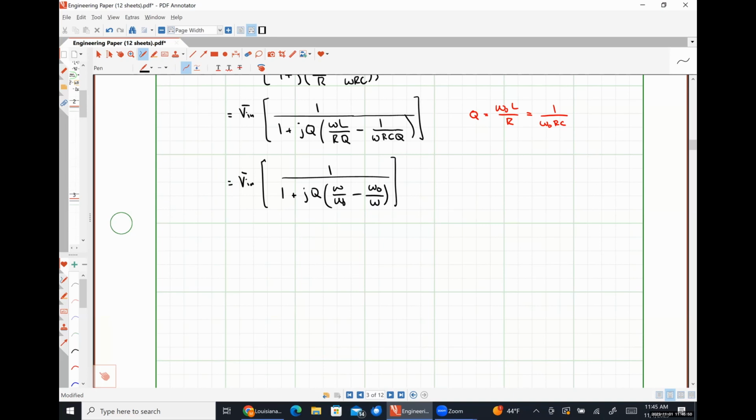From this, our transfer function, H of j omega, which is just the ratio of V out to V in, can be expressed as 1 over 1 plus jQ times omega over omega naught minus omega naught over omega. So we now have a transfer function for a circuit that is completely and utterly independent of circuit parameters.